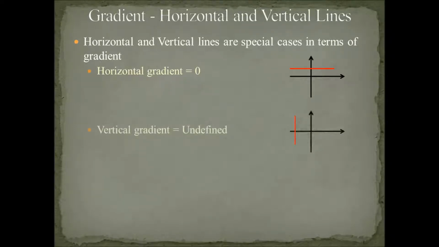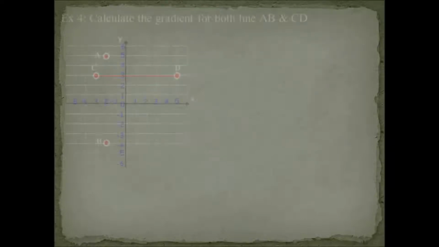Vertical lines are different. They're undefined, basically infinite, but we use the word undefined to prove those. If you get a scenario where you're going to get an infinite answer, which will 9 times out of 10 be you're dividing by 0, therefore you have an undefined gradient, and therefore you have a vertical line. We use these facts within questions depending on the context being asked.